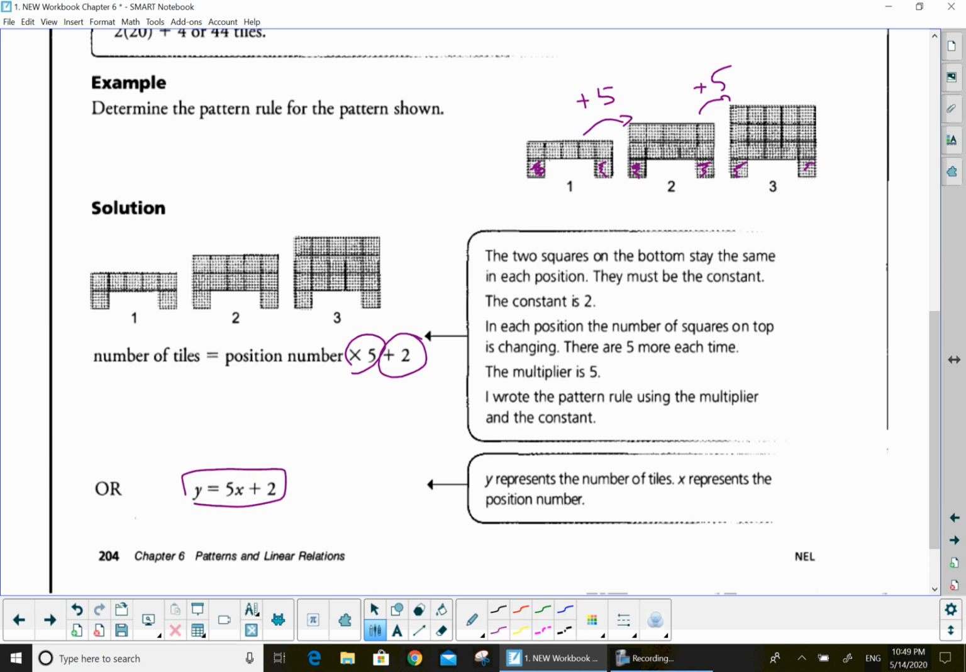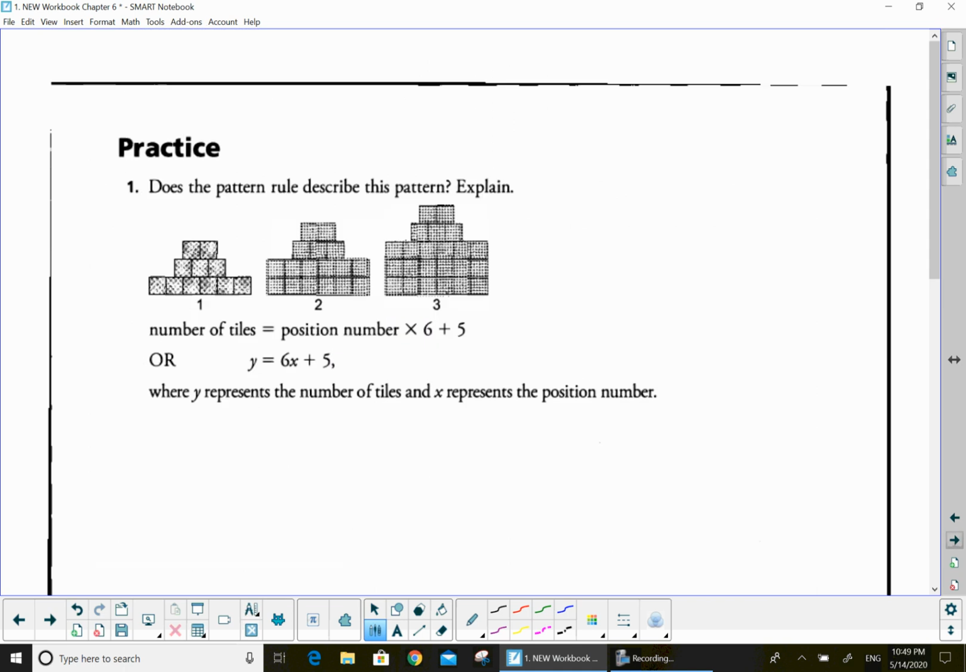I'm going to show you a different way than what they've done here in our first example. So it's another one of those comparison ones. We have a visual representation, and we have a pattern rule given to us, which is y equals 6x plus 5, and we have to confirm that they are really the same, that this pattern rule represents the visual representation. I'm going to expand it a little more because I'm going to show you some skills to create the pattern rule from the visual representation, and I'm going to draw upon what I said in section 6.2. So let's look at it.